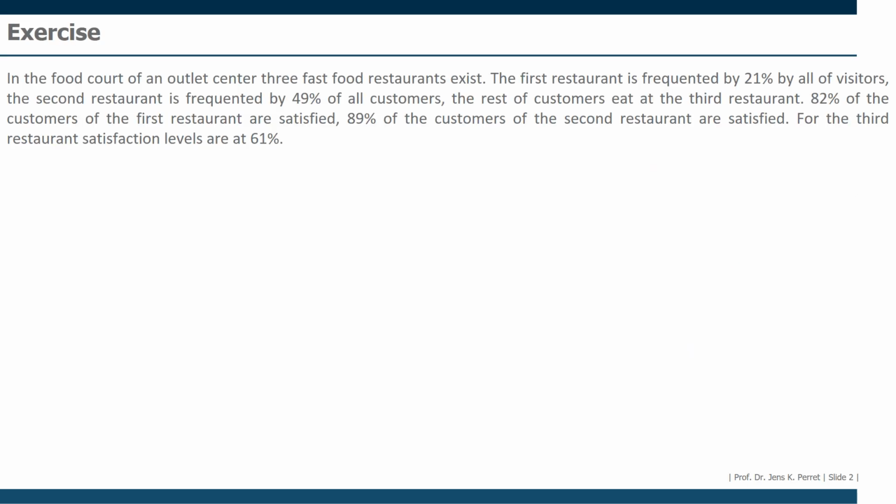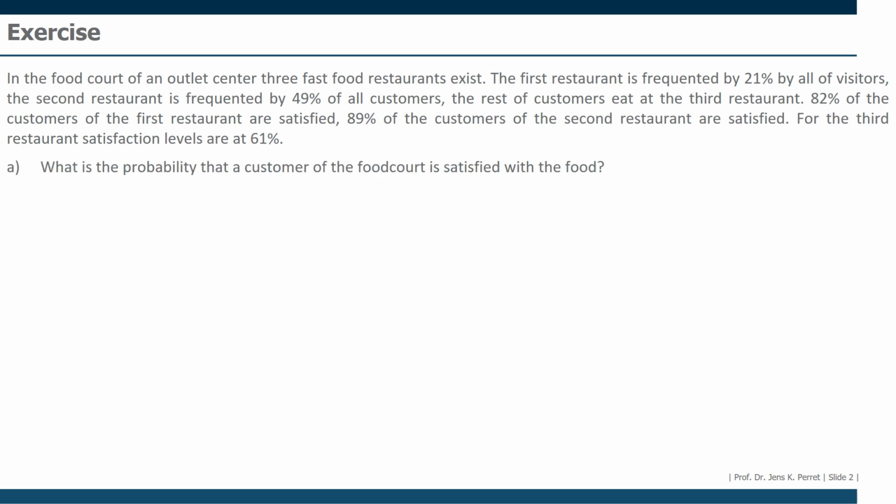Here we have, in the food court of an outlet center, 3 fast food restaurants. The first restaurant is frequented by 21% of all visitors. The second restaurant is frequented by 49% of all customers. The rest of the customers eat at the third restaurant. Then we also know 82% of the customers of the first restaurant are satisfied, 89% of the customers of the second restaurant are satisfied, and for the third restaurant, satisfaction levels are at 61%. That's the information we are given.